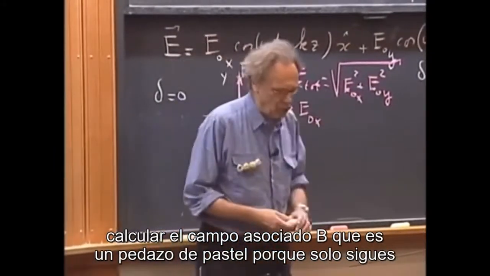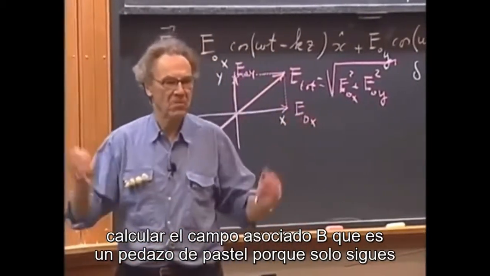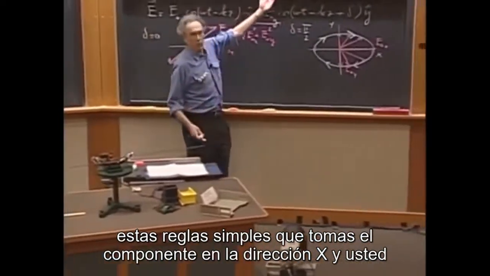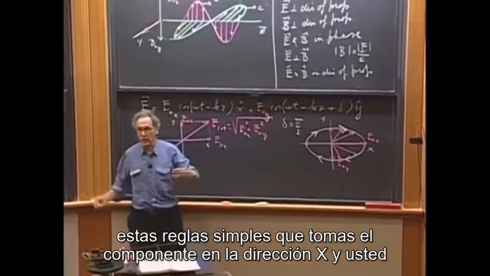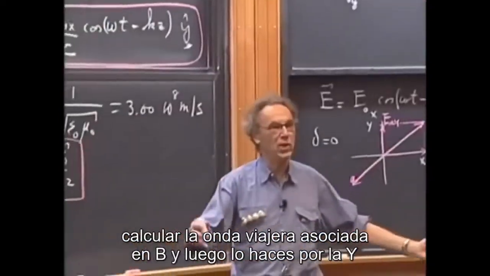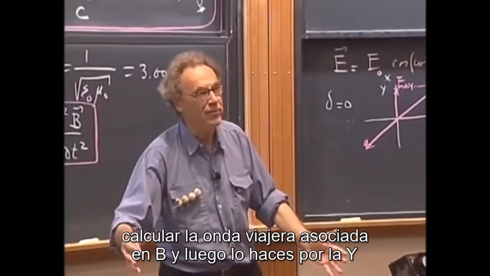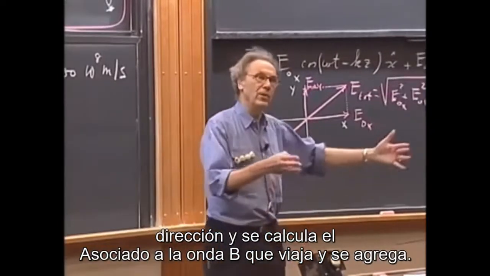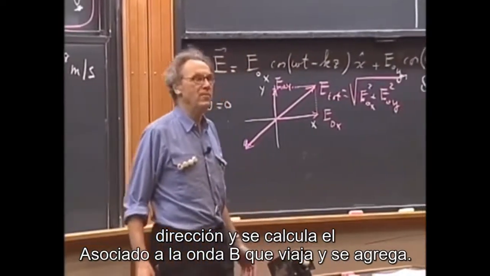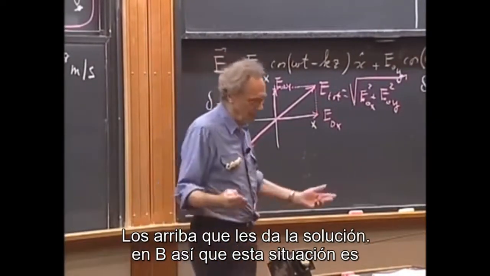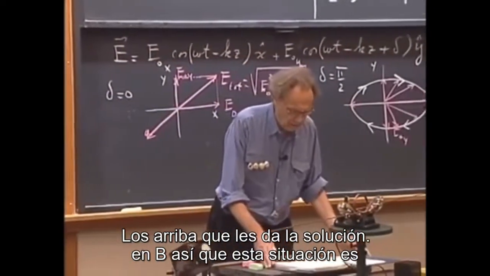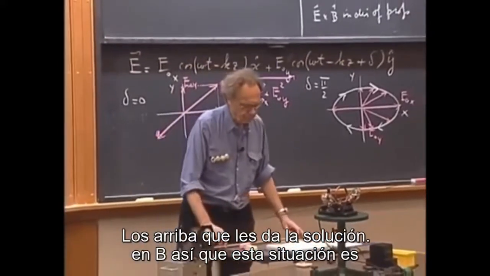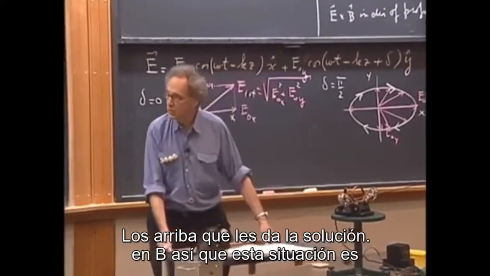Oh, I thought there was a question. Now suppose you were asked to calculate the associated B field. That's a piece of cake, because you just follow these simple rules. You take the component in the x direction and you calculate the associated traveling wave in B, and then you do the same for the y direction and you calculate the associated traveling B wave and you add them up. That gives you then the solution in B.